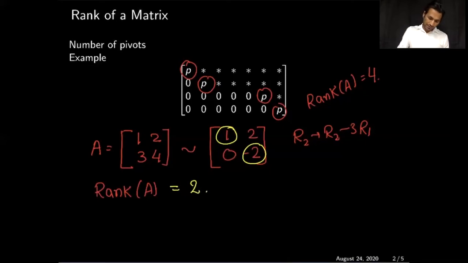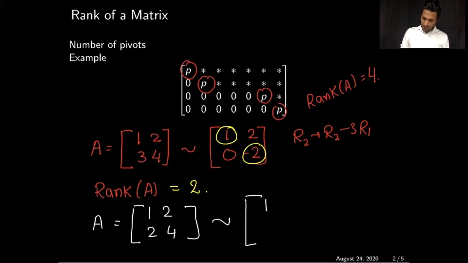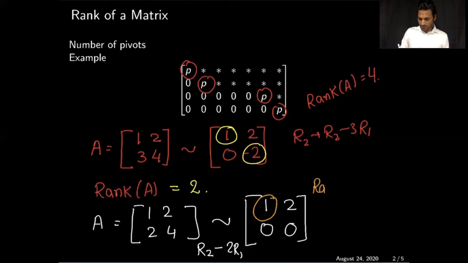Let me give you one more example of a 2 by 2 matrix. So [1, 2; 2, 4]. If I reduce that matrix into upper triangular form, it's going to be [1, 2; 0, 0]. The operation here will be R2 minus 2 times R1, which reduces the matrix into this. And then the number of pivots is only 1. Therefore the rank of A will be 1 in this case.